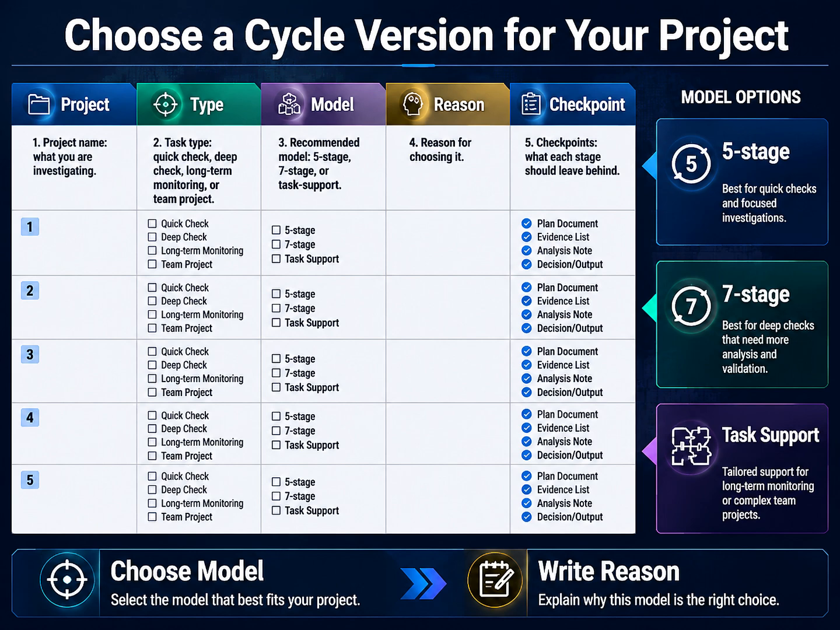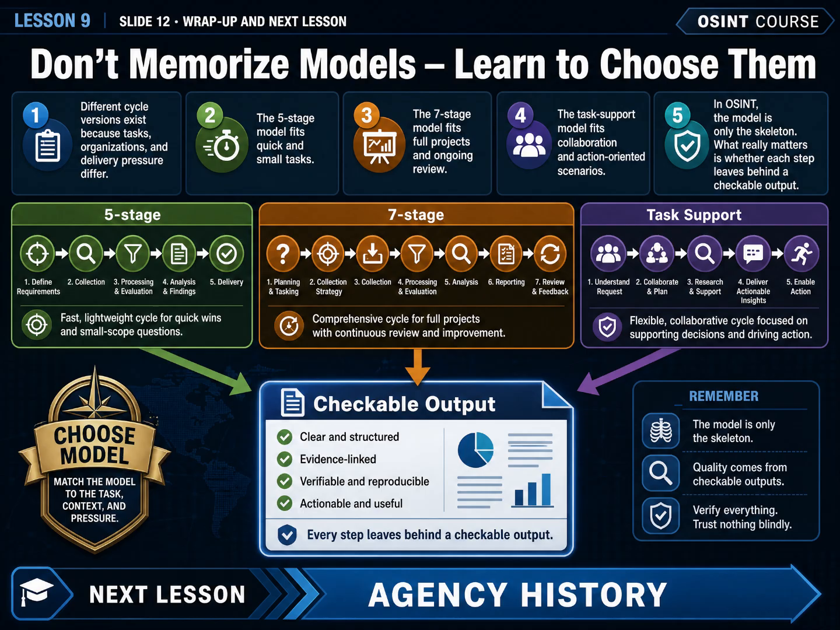Do not just write, I choose the 7-stage model. That is too thin. Write why the task needs that model. For example, I choose the 7-stage model because this project uses multiple sources, requires a timeline, and the reader may ask for follow-up evidence. That kind of answer shows real understanding. The main takeaway is not the names of 3 models. It is the judgment habit behind them.